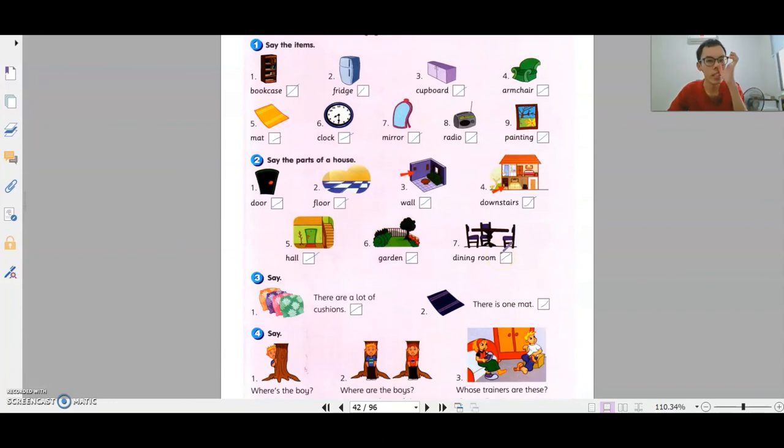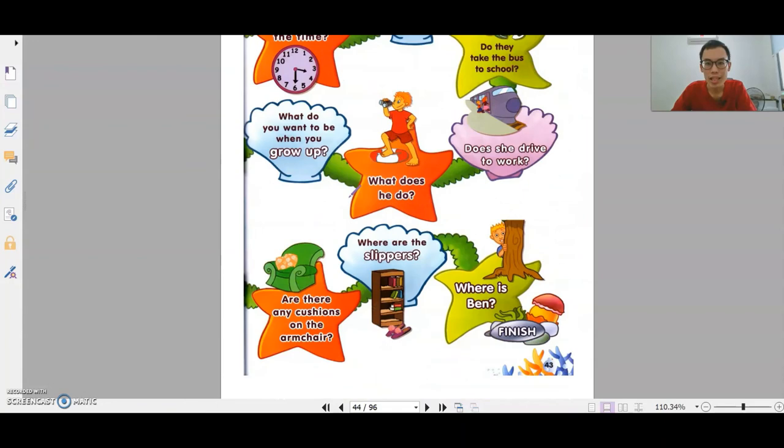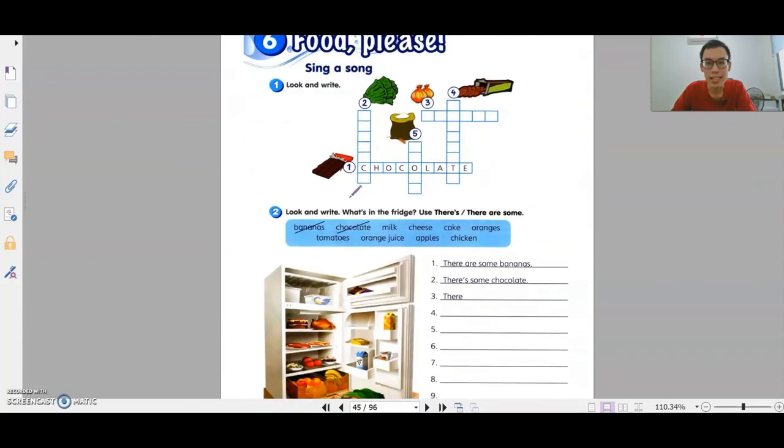You just have to read for your parents if you can. Then you ask your parents to tick for you. You read for them. That is the first homework. It is just reading. The second homework is this exercise here.